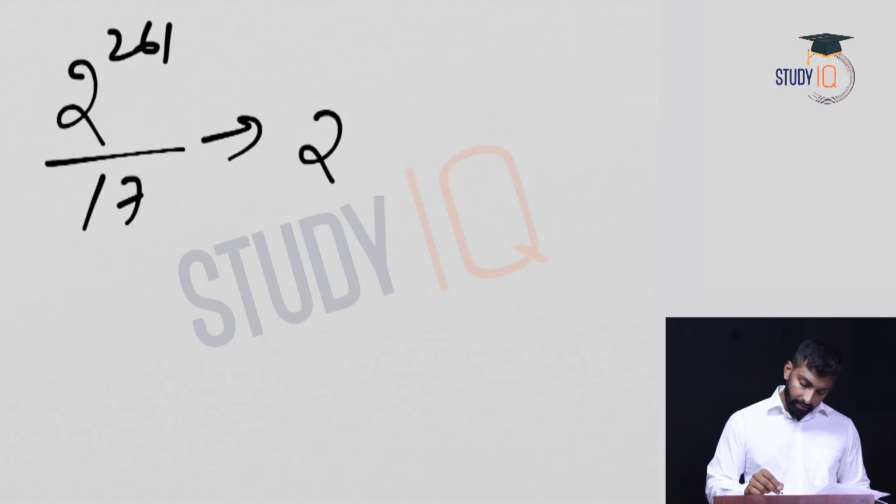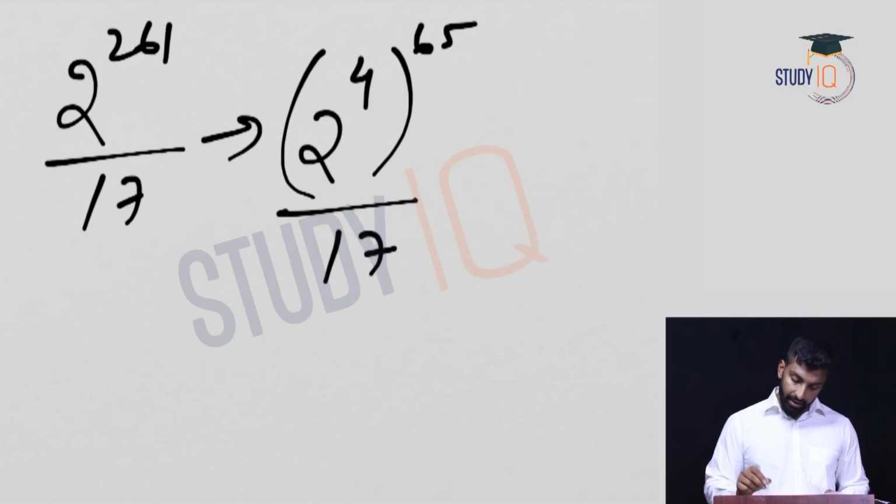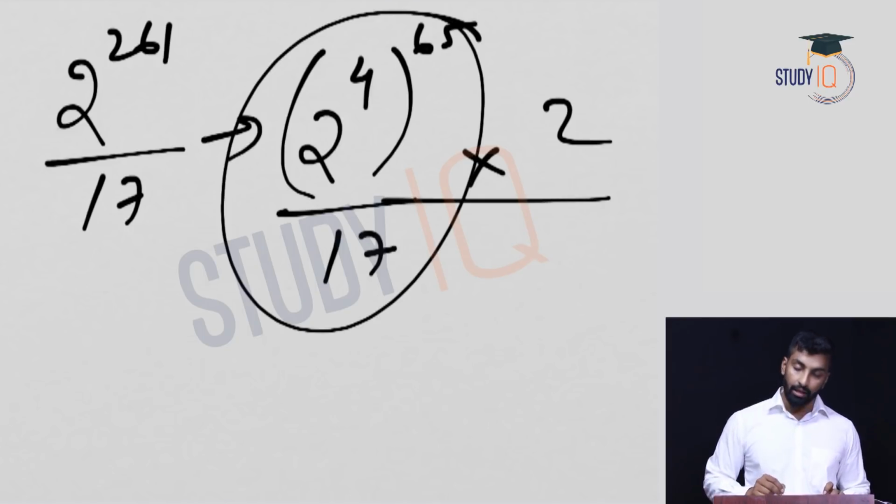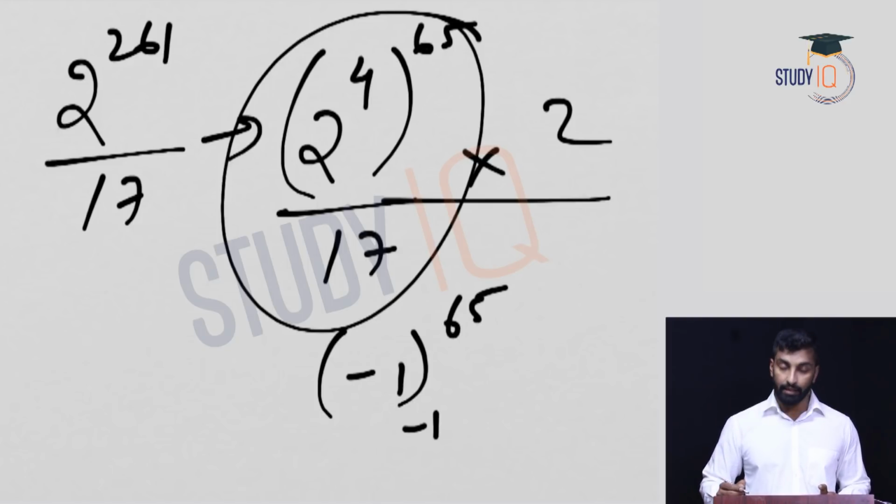Now what if it is 2 raised to 261 divided by 17? Then you will write it in the same way: (2 raised to 4) raised to 65 divided by 17. Okay, perfectly fine. Up to 260 is covered. Then you will write it as 2 into 2. So you know this much you will get some remainder, right? You get minus 1 as a remainder, and minus 1 raised to 65 gives minus 1 as a remainder.